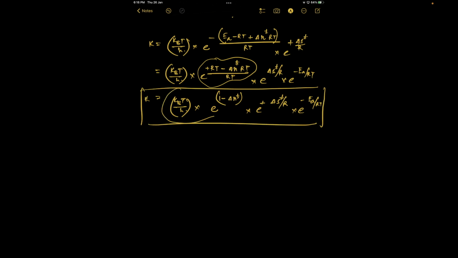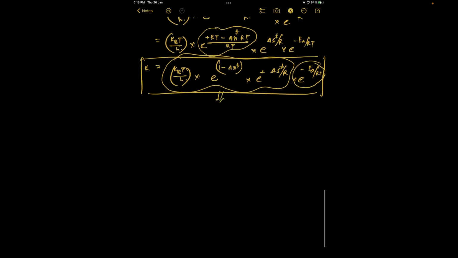So this is the full expression of the rate constant from transition state theory. Now the pre-exponential factor is like this. This is the Boltzmann factor, exponential minus EA by RT, and this is the pre-exponential factor. So the pre-exponential factor A will be equal to kBT divided by h times exponential 1 minus delta n double dagger times exponential delta S double dagger divided by R.